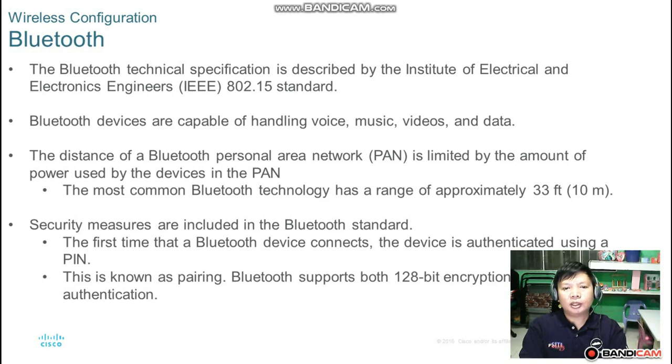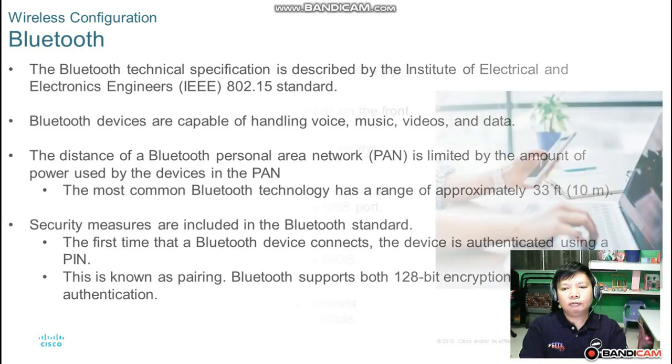Security measures are included in the Bluetooth standard. The first time that a Bluetooth device connects, the device is authenticated using a PIN. This is known as pairing. Bluetooth supports 128-bit encryption and PIN authentication.